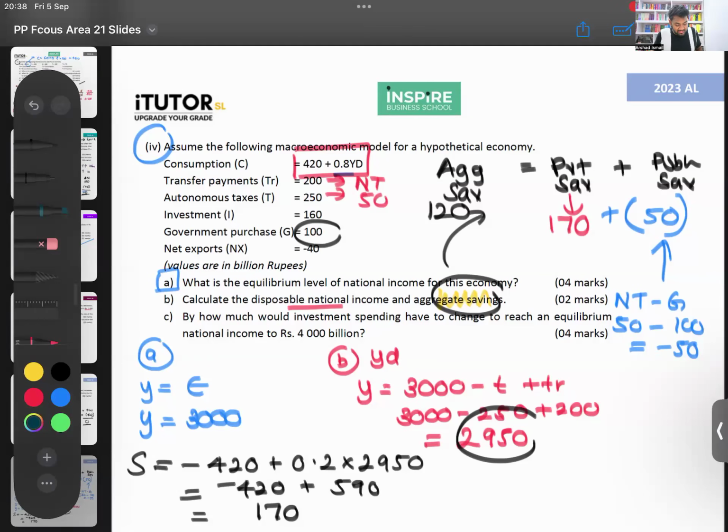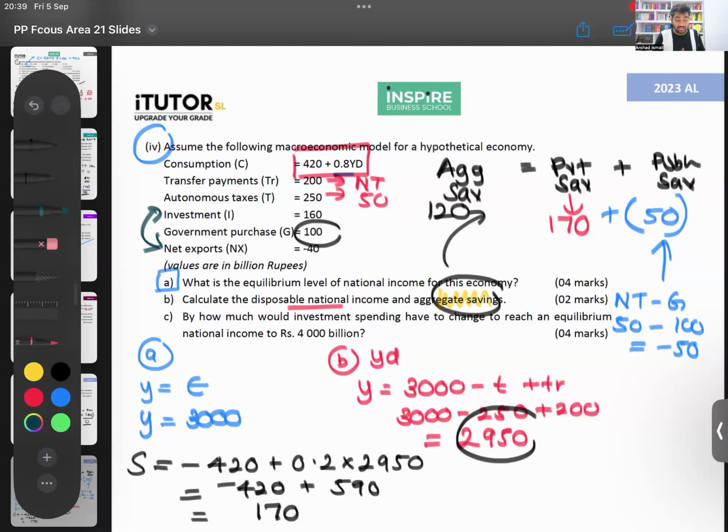If you use I and NX, do you get the same answer? Investment plus net exports? That will be a shorter way. Yes, investment plus net exports should also give you domestic savings. That will also be fine.